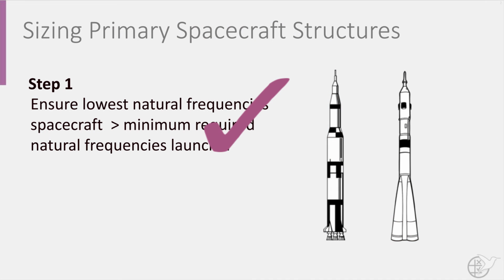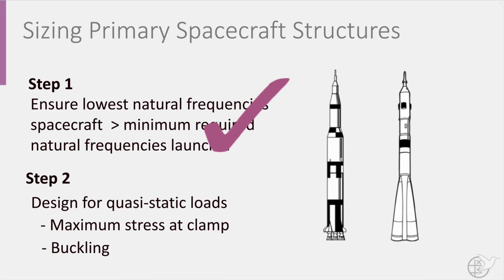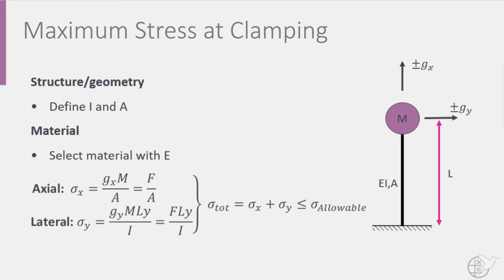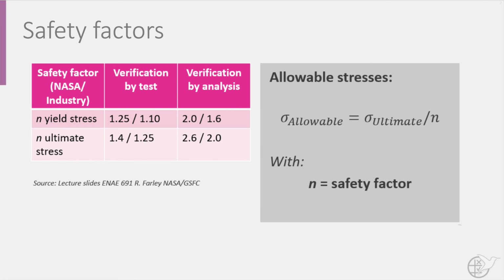Now, step 2 in sizing our spacecraft. We must also ensure that the spacecraft can withstand the quasi-static loads. These are the maximum stress at the clamp and the buckling load. Let's have a closer look at each requirement. Based on the minimum natural frequency, determine values for the cross-section A and the moment of inertia I. Then select a material with modulus of elasticity E. Using the basic stress formula and the given minimum axial and lateral static loads, Gx and Gy, determine the total stress. In order for the design to meet the maximum stress requirement, the stress found must be lower than the allowable stress. The allowable stress is defined as the ultimate stress divided by safety factor n. This safety factor depends on the type of verification and the launch organization or industry.